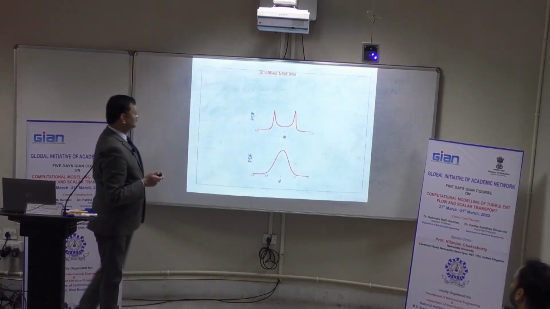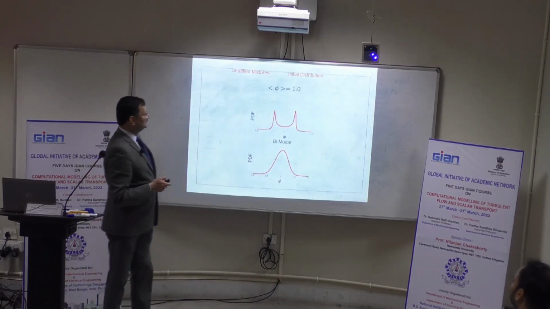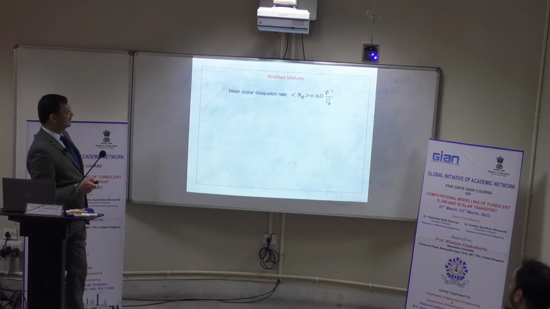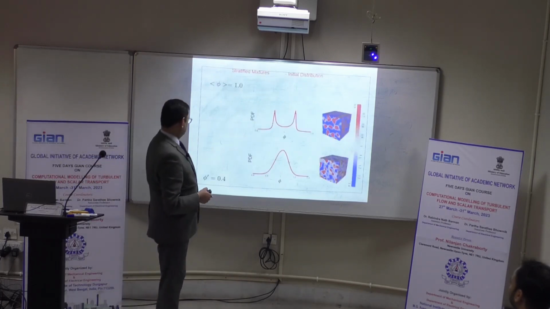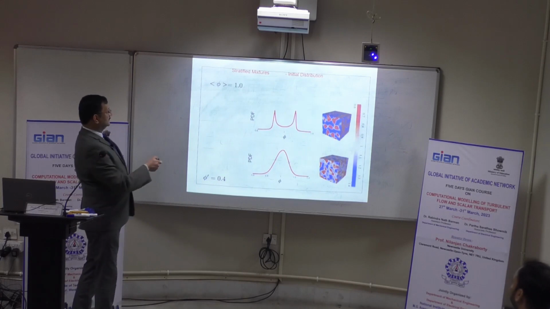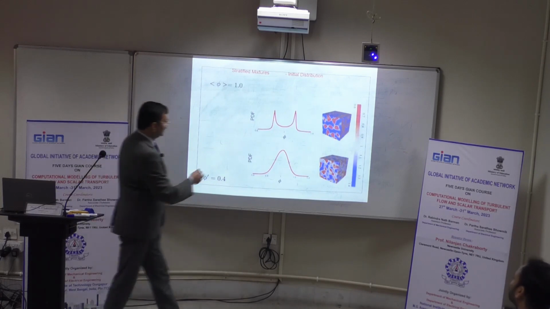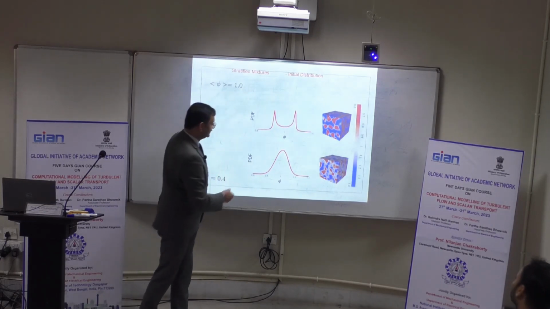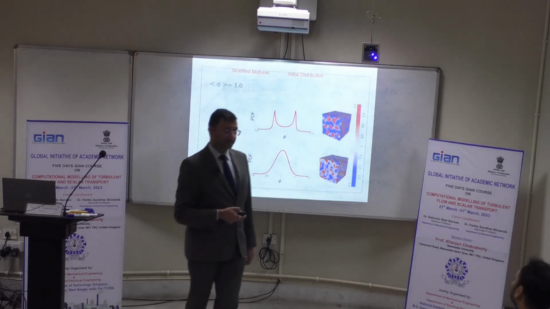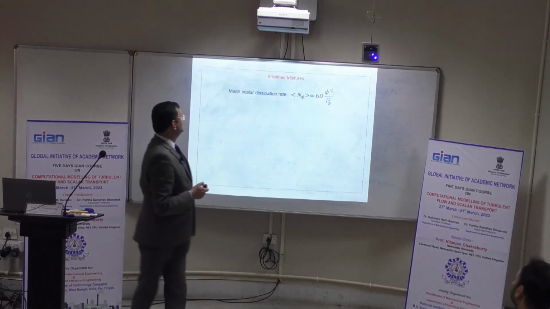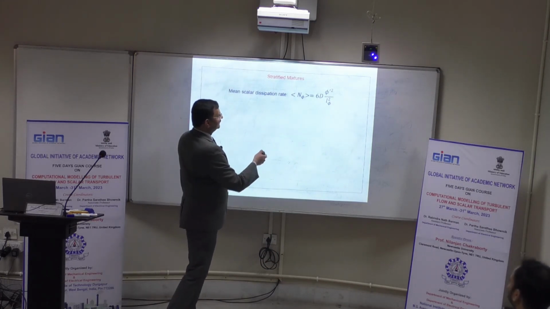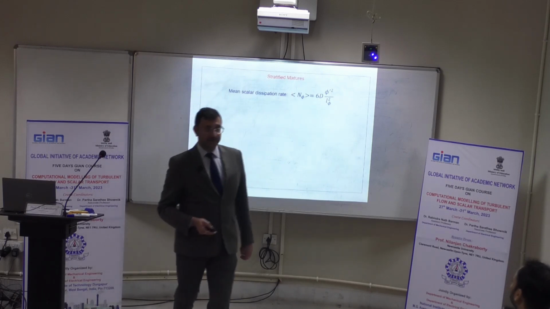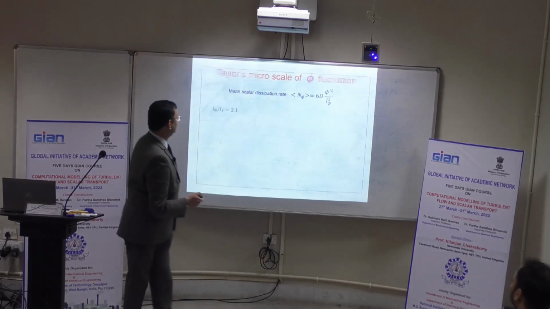So if I consider, let's say this is my initial distribution. Let's go back. The mean value is 1, but this is the PDF of scalar phi as a bimodal distribution. This is a Gaussian distribution. Mean scalar dissipation rate is given by this. This is the RMS value. This is the scalar microscale, as I said. And D is the diffusivity.